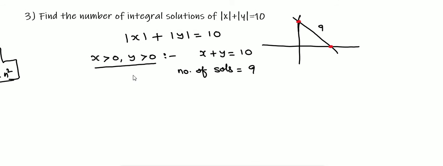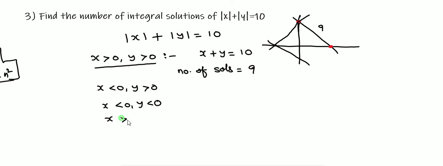When you consider the different possibilities of x and y, you would get 4 possibilities. Like x less than 0, y greater than 0. That means this line, this part. Next, x less than 0 as well as y less than 0. You would get one more line here. Next, x greater than 0, y less than 0. One more line.